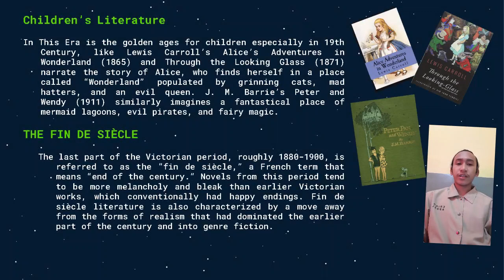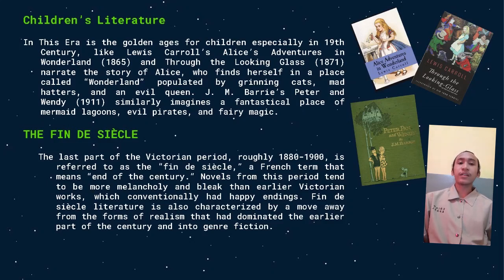Thank you. Okay, now is children's literature. Children's literature in this era is the golden age for children, especially in the 19th century. Like Lewis Carroll's Alice's Adventures in Wonderland, 1865, and Through the Looking-Glass, 1871, narrate the story of Alice, who finds herself in a place called Wonderland, populated by grinning cats, mad hatters, and an evil queen. J.M. Barrie's Peter and Wendy, 1911, similarly imagines a fantastical place of mermaid lagoons, evil pirates, and fairy magic.